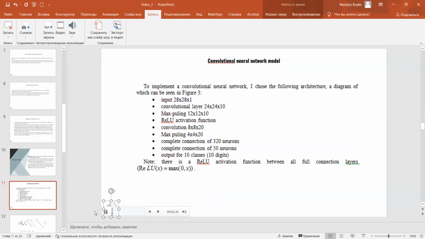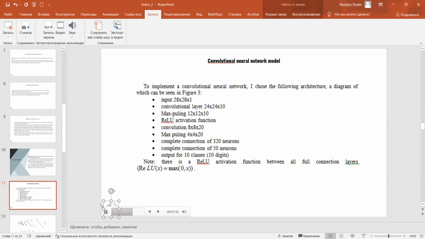Convolutional neural network model. To implement a convolutional neural network, I chose the following architecture, a diagram of which can be seen in figure 3. Input 28 by 28 by 1. Convolutional layer 24 by 24 by 10. Max pooling 12 by 12 by 10. ReLU activation function. Convolution 8 by 8 by 20. Max pooling 4 by 4 by 20.